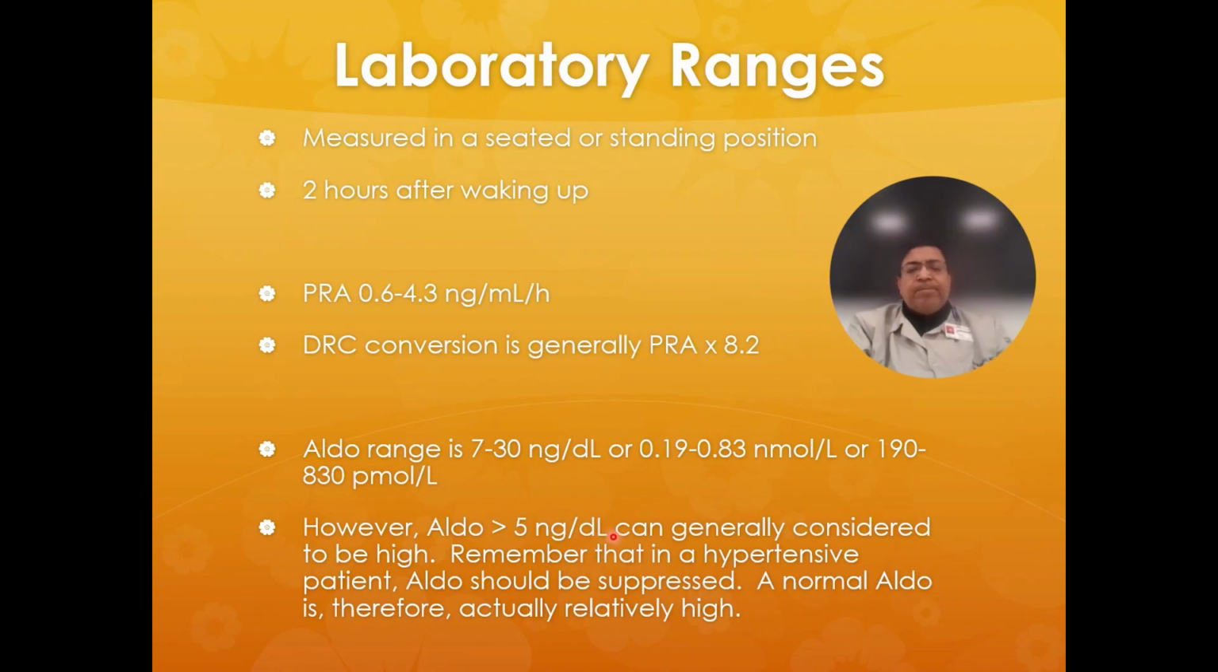However, aldosterone greater than 5 nanograms per deciliter can generally be considered to be high. Remember that in a hypertensive patient, aldosterone should be suppressed. A normal aldosterone is therefore actually relatively high.